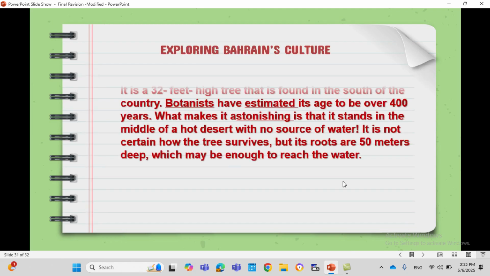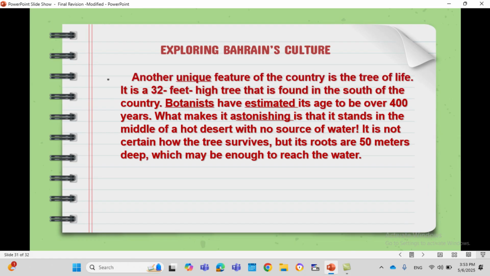Okay, let's come to another distinctive symbol of our country. Another unique feature of the country is the tree of life, and here it's advisable to tell the reader what a tree of life is, because it's a symbol that is not found anywhere. It is a 32 feet high tree that is found in the south of the country.